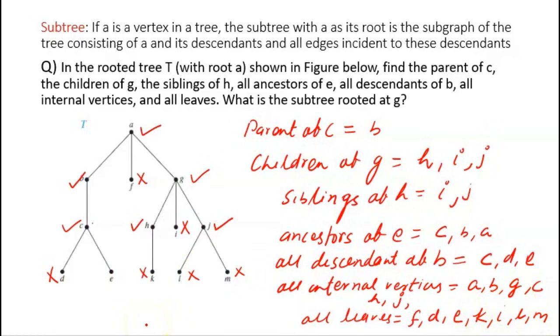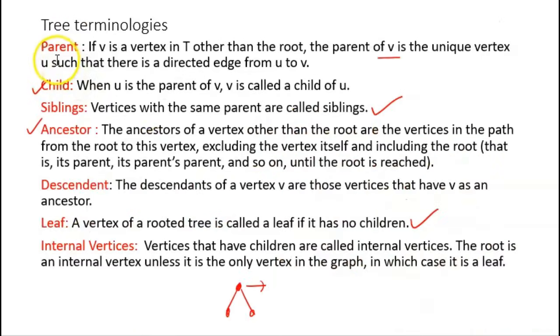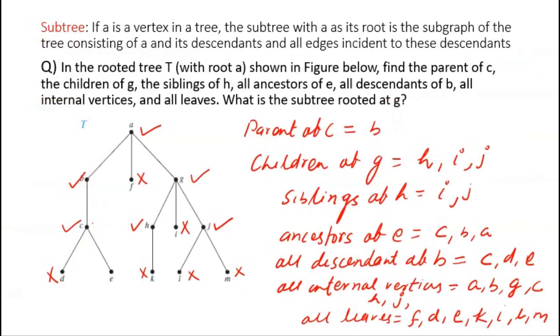So I hope you have understood the terms that the previous slide was defining. What is a parent? Parent means someone who is just above you, right? If V is a vertex in T other than the root, then the parent of V is the unique vertex U such that there is a directed edge from U to V, right? Child, you understand. Sibling, you understand. Ancestor, you understand. Descendant, leaf and internal vertex, right? So all these terms are clear to you. I hope you understood this.